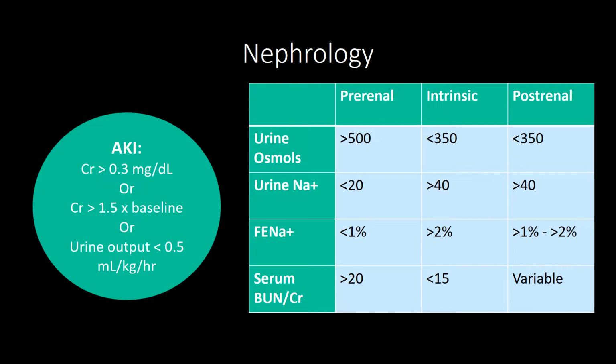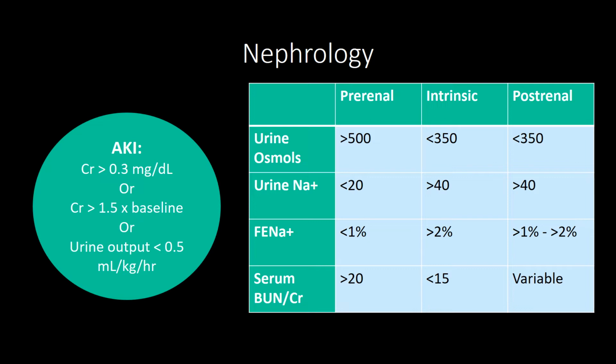That makes sense. Intrinsic, you want to think about acute tubular necrosis, vascular in origin like dissection, thrombosis, embolism, glomerular in origin like RPGN, interstitial disease. And then lastly, post-renal is often due to obstruction. The most common cause is BPH.